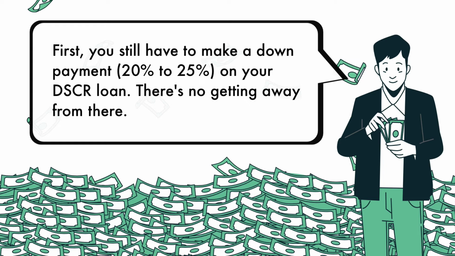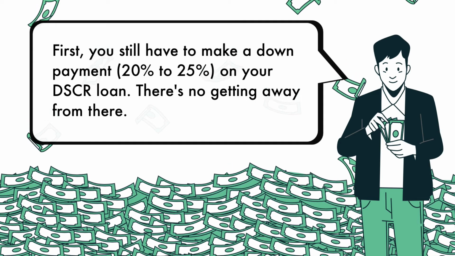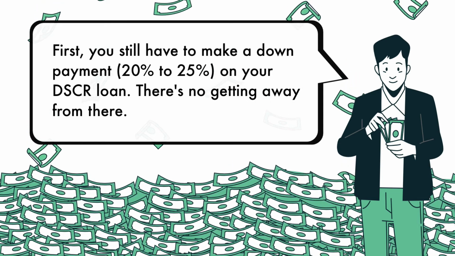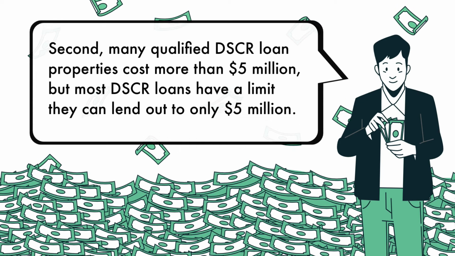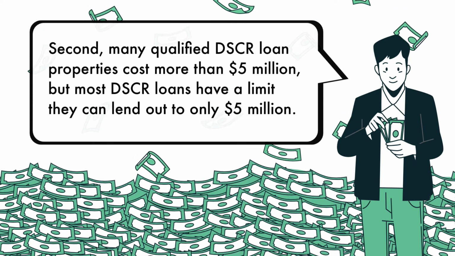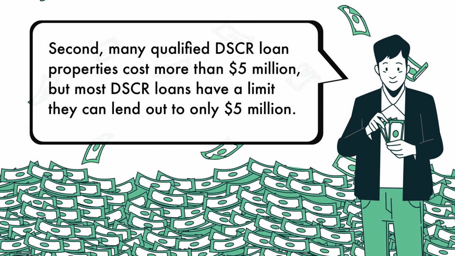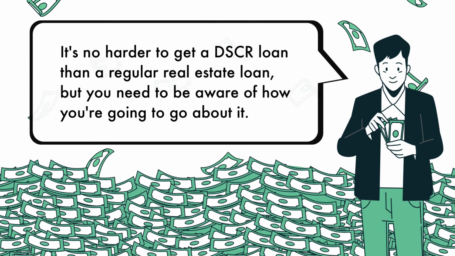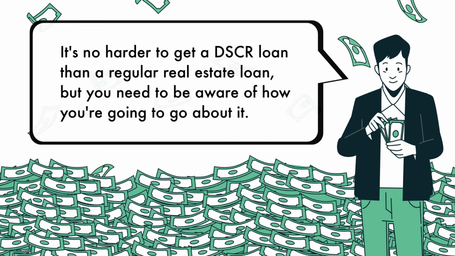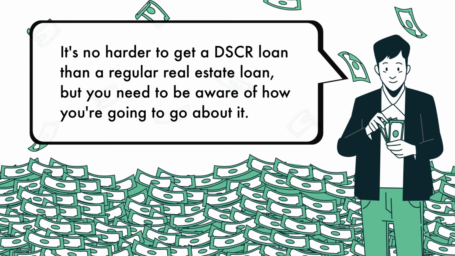First, you still have to make a down payment, 20 to 25% on your DSCR loan. There's no getting away from that. Second, many qualified DSCR loan properties cost more than $5 million, but most DSCR loans have a limit they can lend out to only $5 million. It's no harder to get a DSCR loan than a regular real estate loan, but you need to be aware of how you're going to go about it.